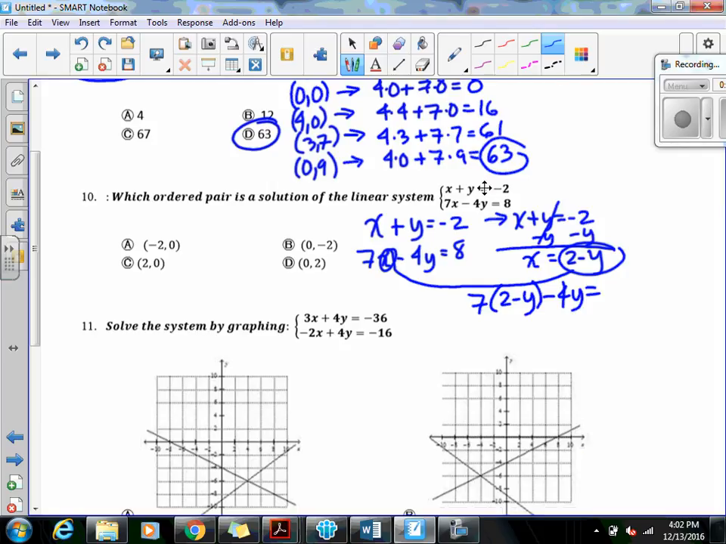Okay, so now, look, I only have y's. If you only have one variable in the equation, then you can solve for that variable. So I do have to do a little math. So this is going to be 14 minus 7y minus 4y equals 8. So we'll have 14 minus 11y equals 8. We're going to subtract 14 from both sides. And I get negative 11y equals 8 minus 14, which is negative 6 to be exact.